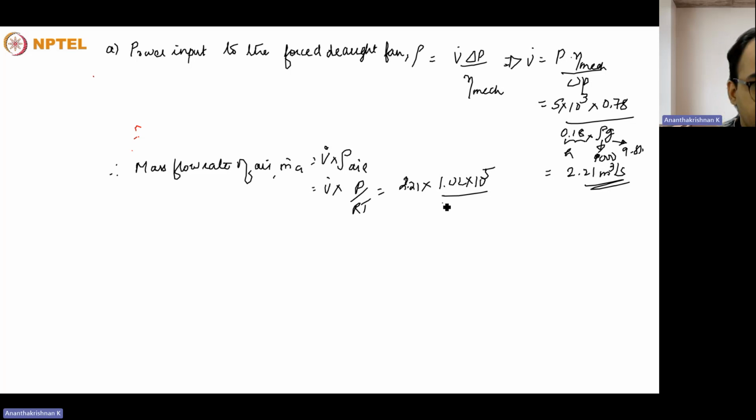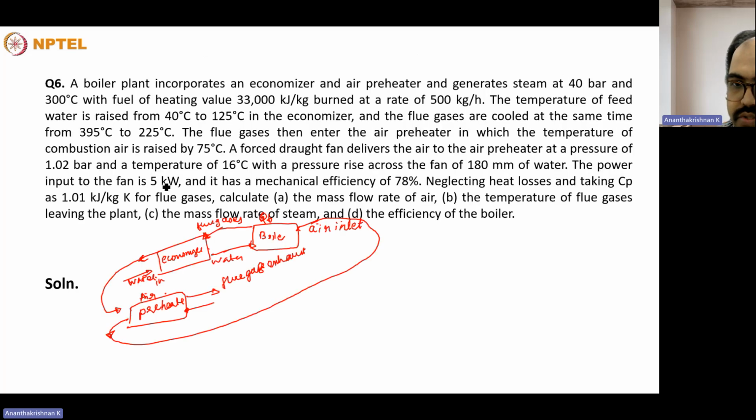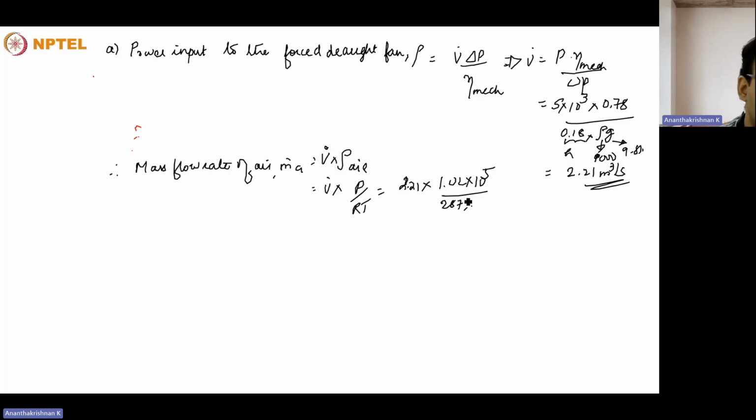For air R will be 287 joule per kilogram Kelvin. And then the incoming temperature is mentioned as 16 degrees Celsius. So the temperature will be equal to 289 Kelvin. This will give us the density as 1.23 kilogram per meter cube. And we get the mass flow rate of the air as 2.72 kilogram per second. That will be the mass flow rate of the air.